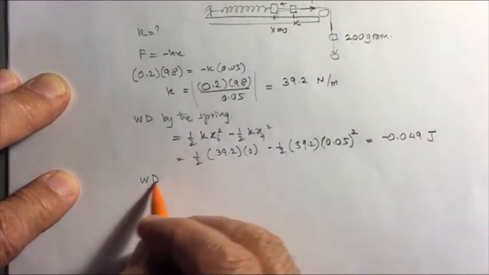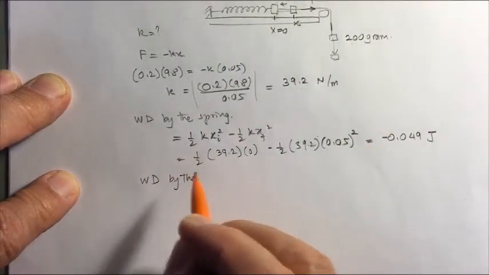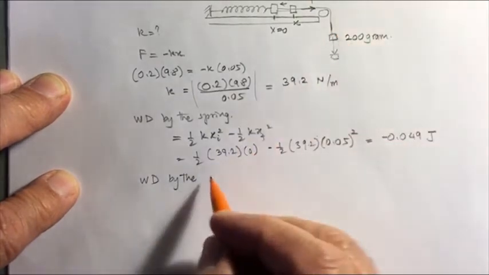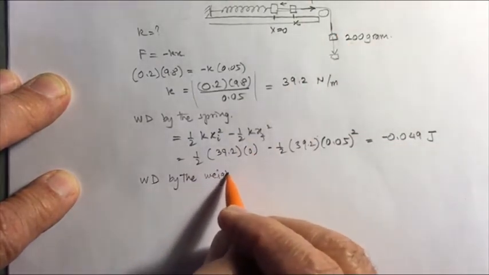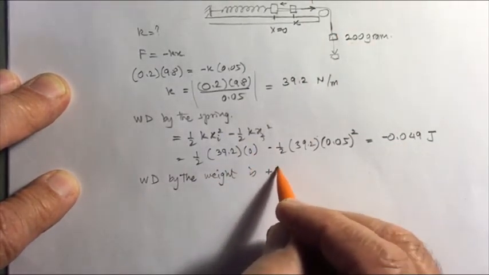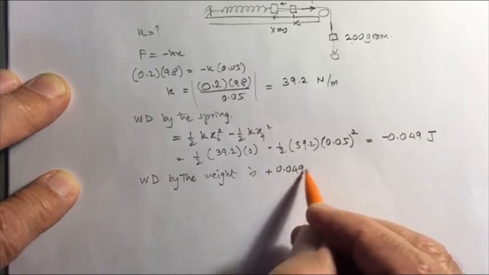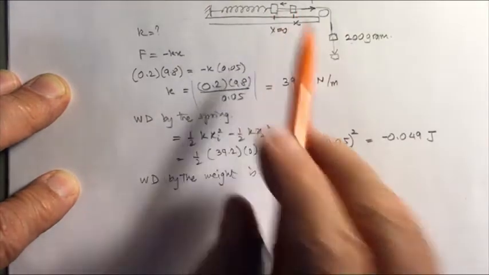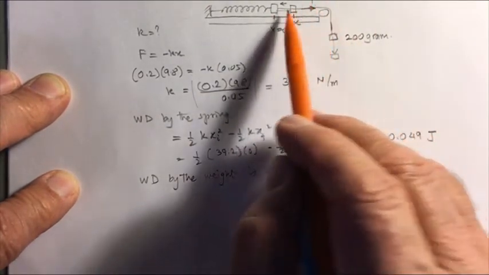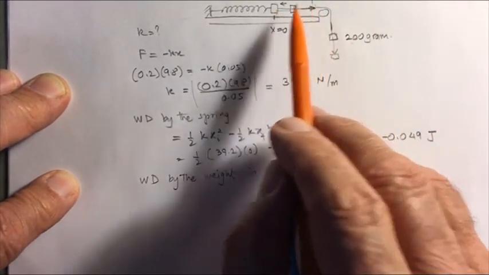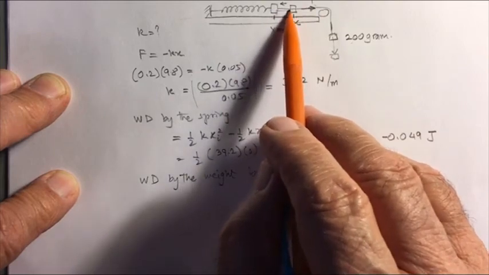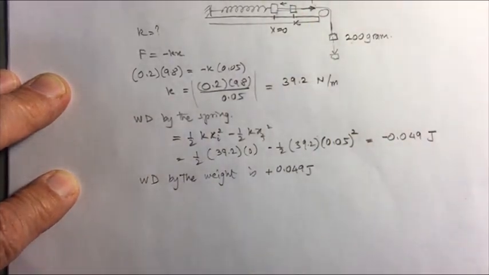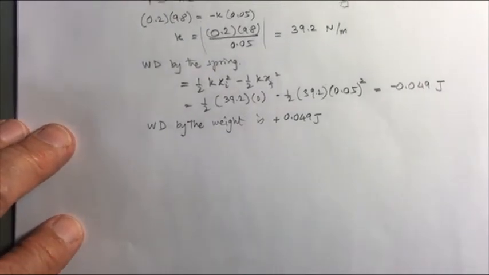Now the work done by the weight is positive, 0.049 joules. So this is doing positive work, and the spring is doing negative work. Or this tension is doing positive work because it's pulling to the right and it's displacing by the same amount.